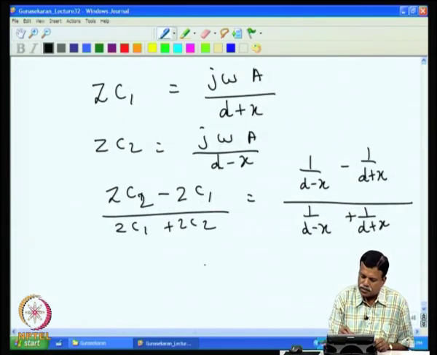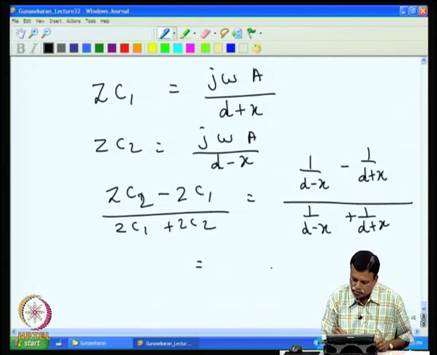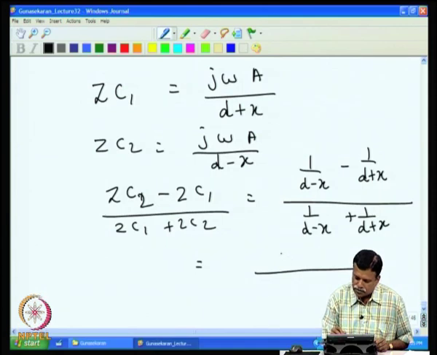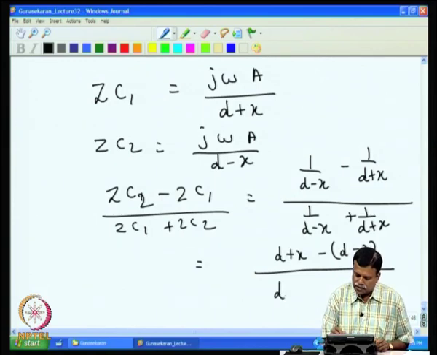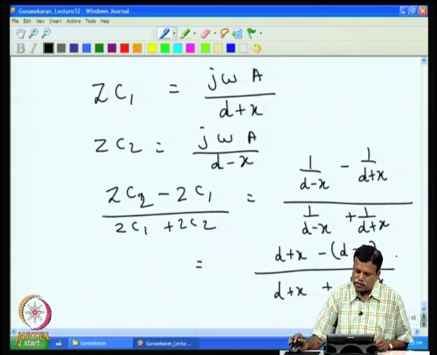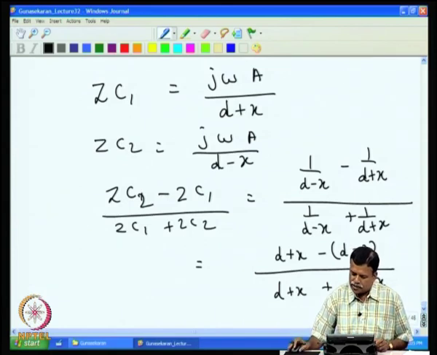So, if we simplify this, you will get the bottom terms are actually constant. So, you will show that it will come as d plus x minus d minus x, divided by d plus x plus d minus x, because if we take a common factor, it goes off. So, you will get the net result as this.